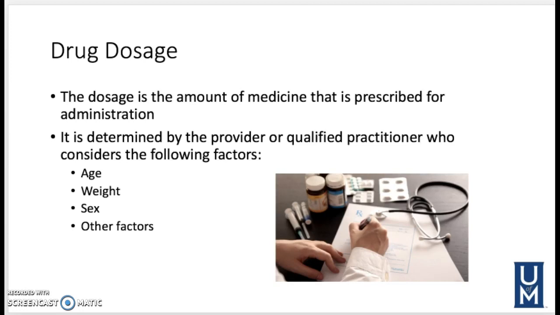We also need to know the patient's medical history and their allergies. Obviously, you need to make sure they're not allergic to it. And then know the safest method, route, time, and amount to affect the desired maximum results. So all of these things will be taken into consideration when that provider comes up with that drug dosage, or the amount of the medication to be prescribed to the patient.